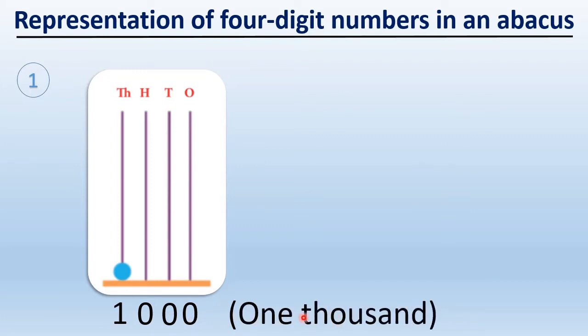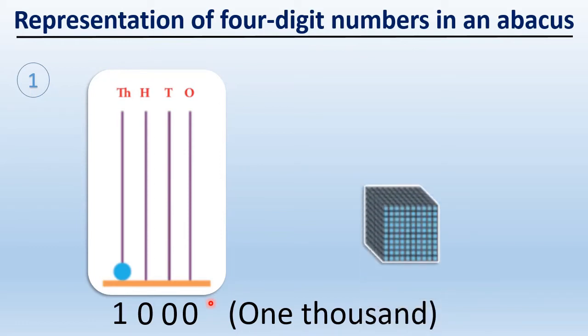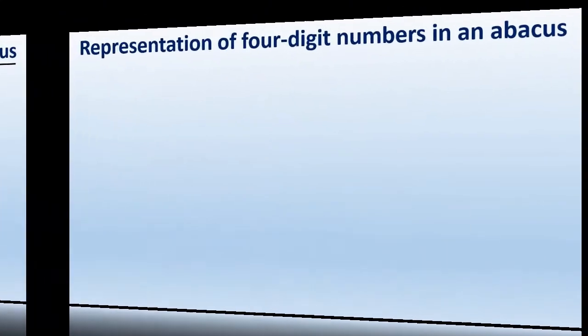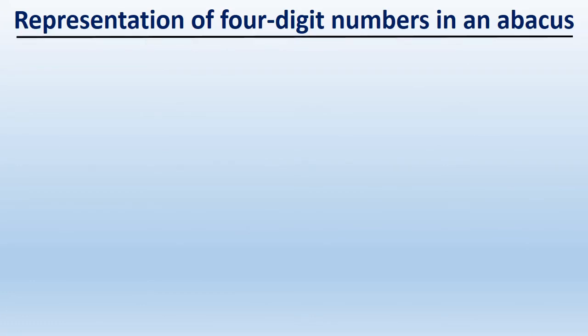And if we want to represent the same number using beads, how do we represent? Yes, a block of beads represents 1000. There will be 1000 beads in this block, and hence such a block of beads represents the number 1000. You should know both ways of representing numbers, using an abacus and using beads. Let us move to example number 2 to represent a 4-digit number in an abacus.